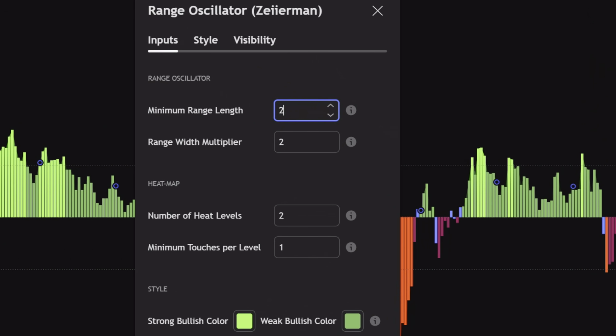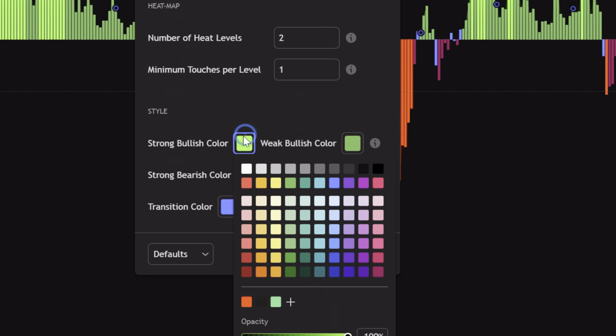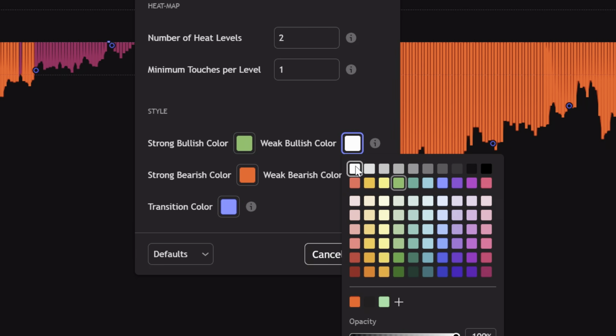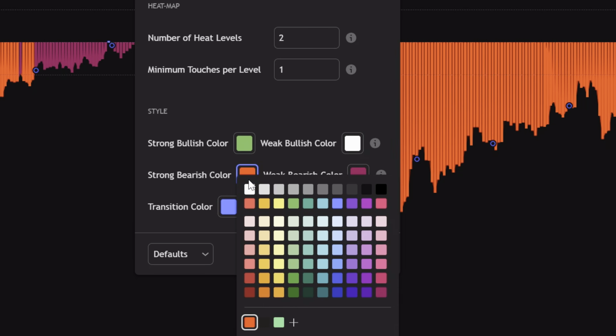In the range oscillator settings, first set the minimum range length to 200. Then scroll down and change the colors. Strong bullish, green; weak bullish, white; strong bearish, red; weak bearish, white.